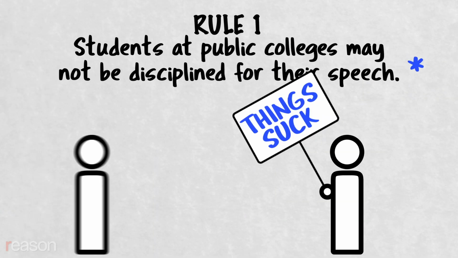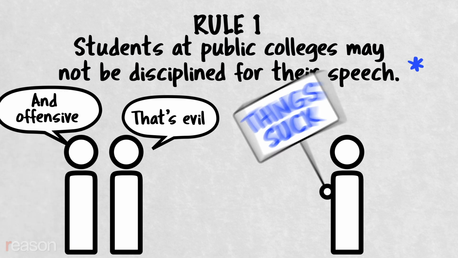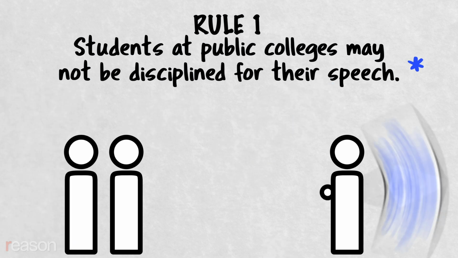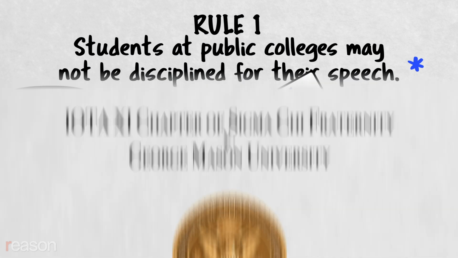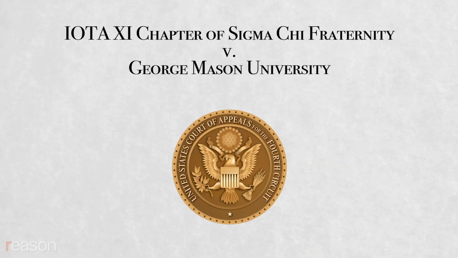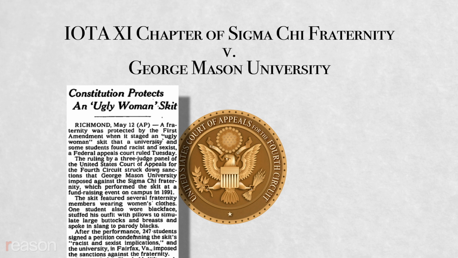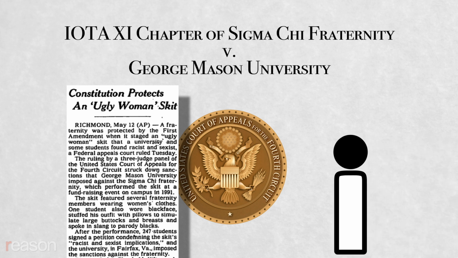That's true even if the speech is seen as evil or offensive, whether racist, sexist, religiously bigoted, unpatriotic, supportive of crime, or whatever else. For instance, a federal appeals court held that public university students can't be disciplined for putting on an ugly woman skit at a fraternity event in which one of the students was in blackface.